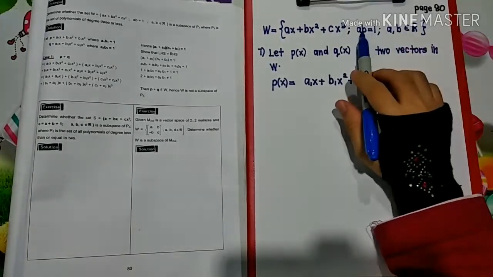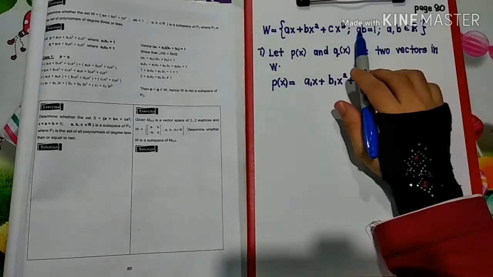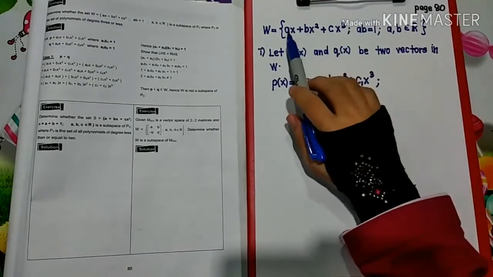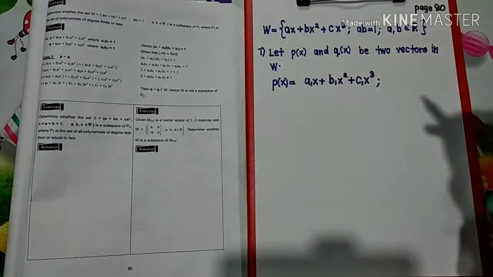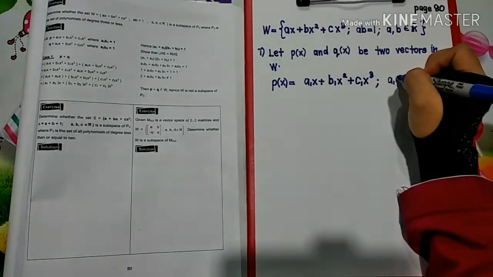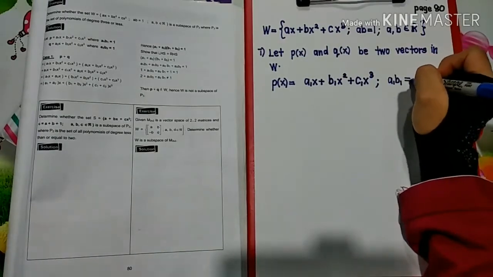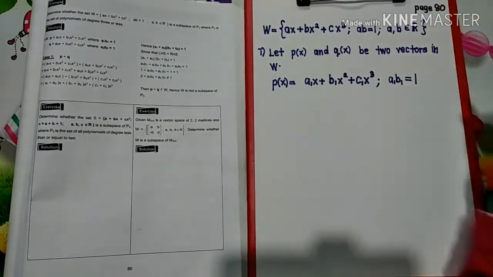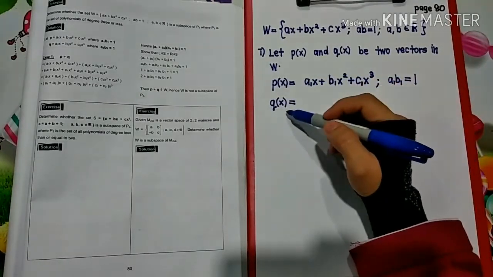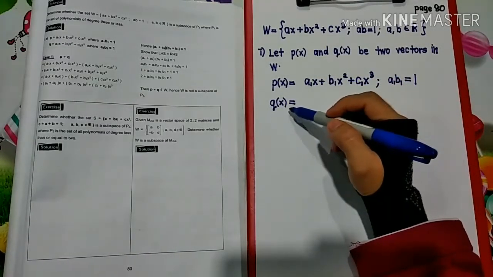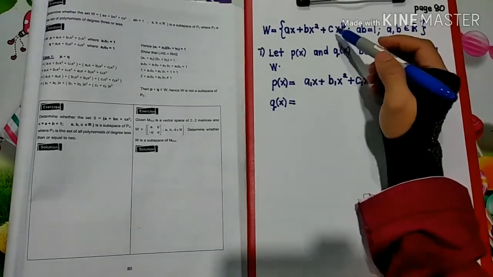Okay, same thing. Now the condition: A multiply with B. So now is A1 multiply with B1 equal to 1. Next, we introduce Qx. Same thing, Qx also must be in W.